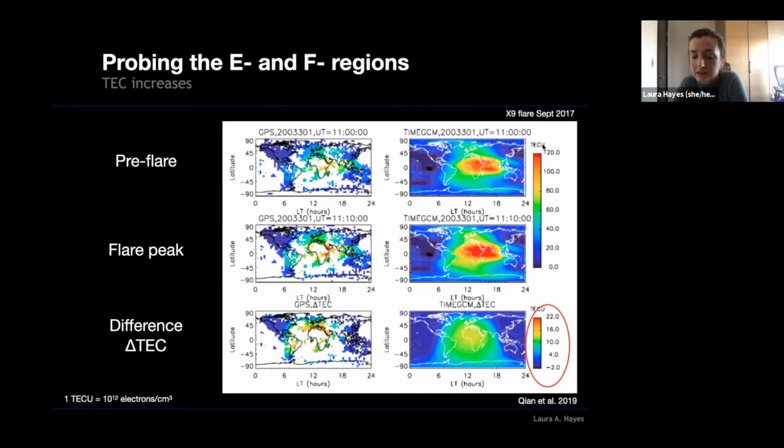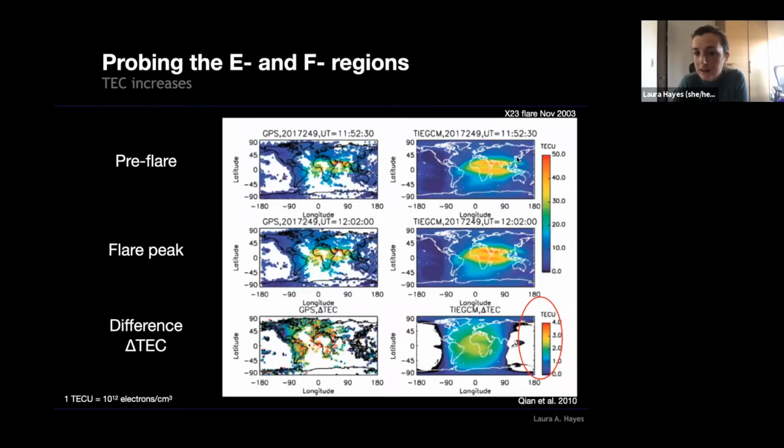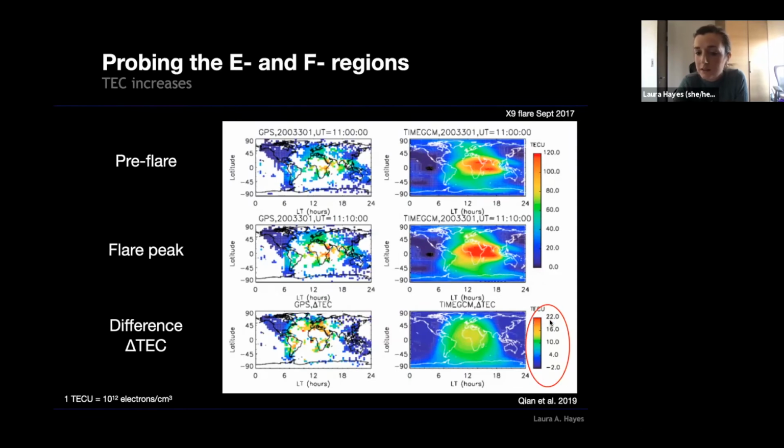So we can see it actually increased a lot more. So this is around up to like 22. I actually think I have those plots backwards. But yeah, so this is the September one, sorry, and this is the November one. But this one was much larger, so that makes more sense. This flare, the X23 flare, had a much larger increase in the total electron content.